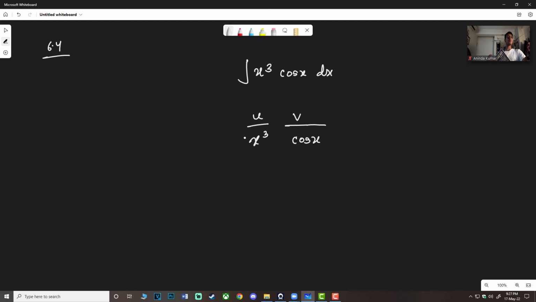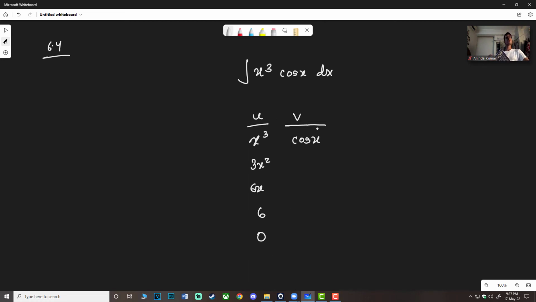In the first step, when we differentiate x cube once, it becomes 3x squared. When we differentiate 3x squared again, it becomes 6x, and then it becomes 6, and then it becomes 0. So here we have it.